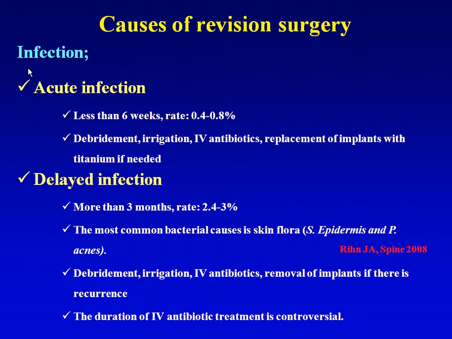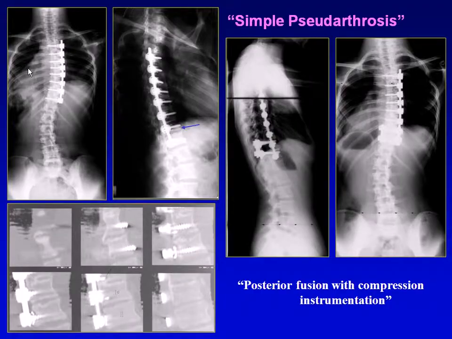The most common bacterial causes are skin flora, like Staphylococcus epidermidis in delayed infection, and treatment of the delayed infection includes debridement, irrigation, IV antibiotics, and removing all implants if there is recurrence. Today, the duration of antibiotic treatment is controversial in delayed infection.